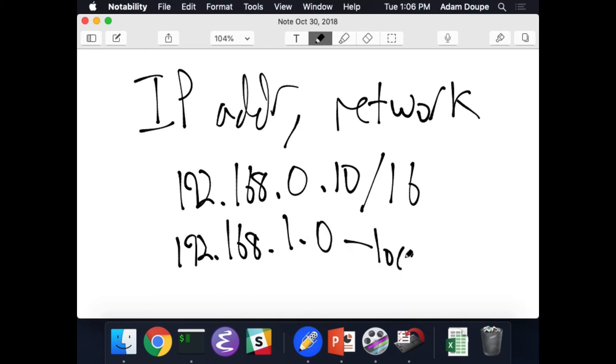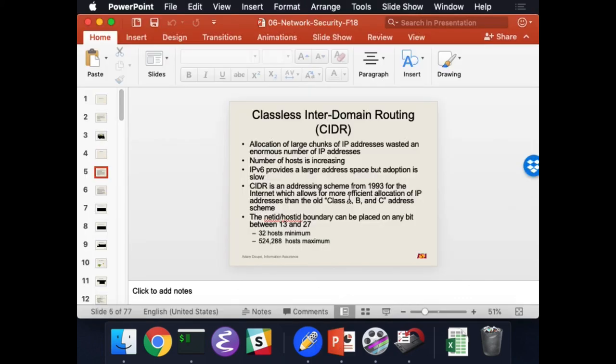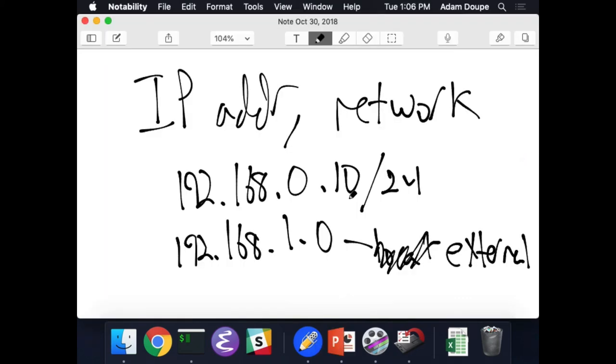Local. What if we change this now to a slash 24? Local address? No, external. What does the slash represent? It's this form of CIDR notation. It's the subnets. Yeah, so this defines the split between the network bits and the host bits. It's called the subnet mask. Well, we'll get to that. We haven't talked about that yet. Like I said, they're equivalent.